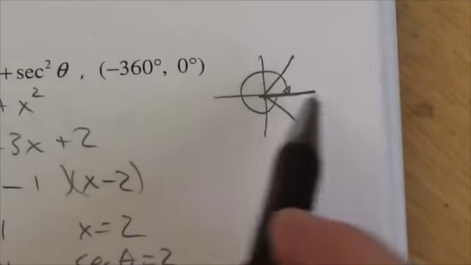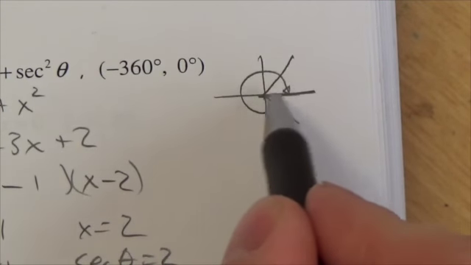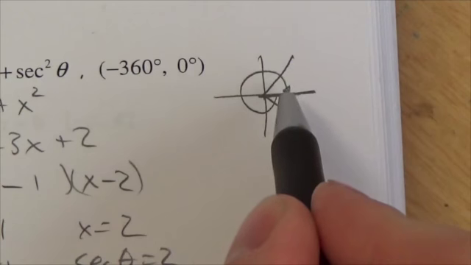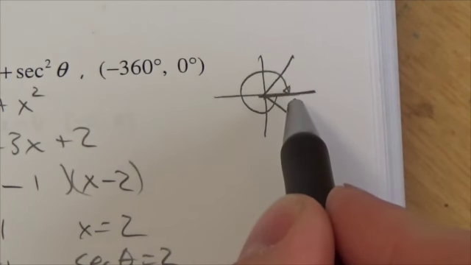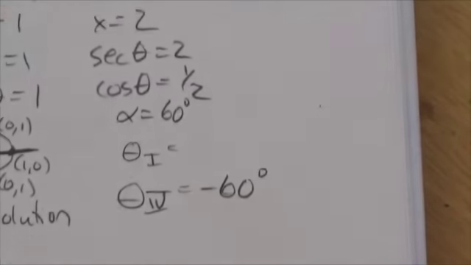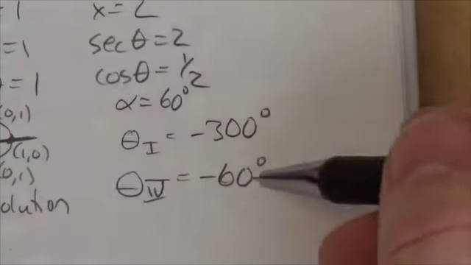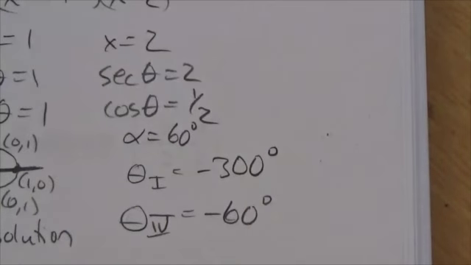Then to get to this one out here, I have to go all the way around here. I would overshoot because I have to compare this to the x-axis. So negative 360 and then go back here. This is a positive rotation plus 60. And that is going to get me negative 300 degrees. So those are the only two solutions that I'm going to get from this equation.